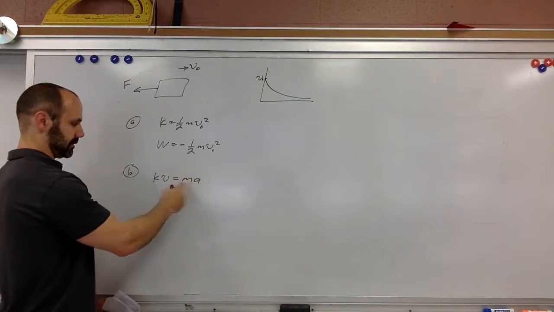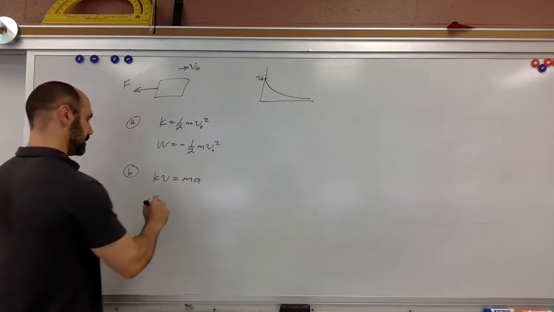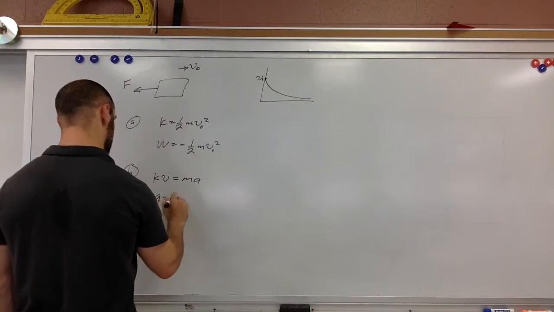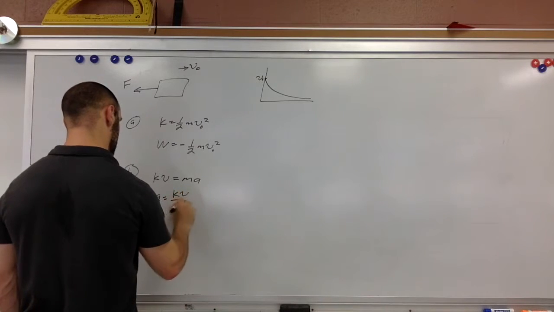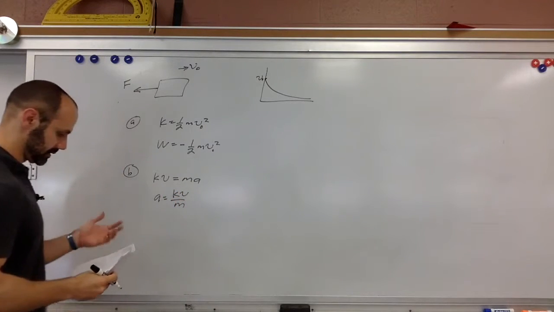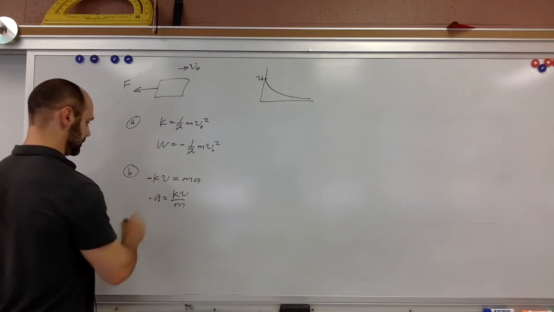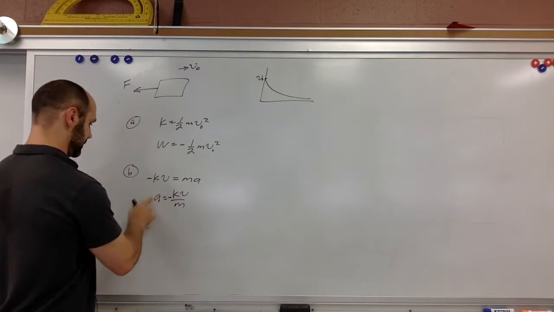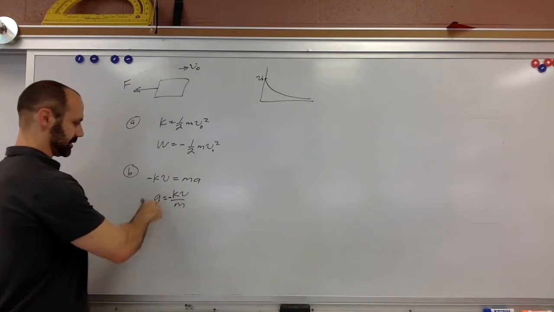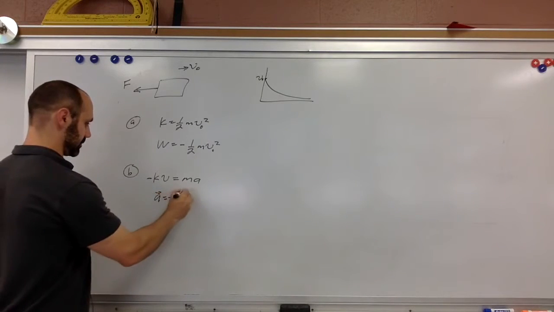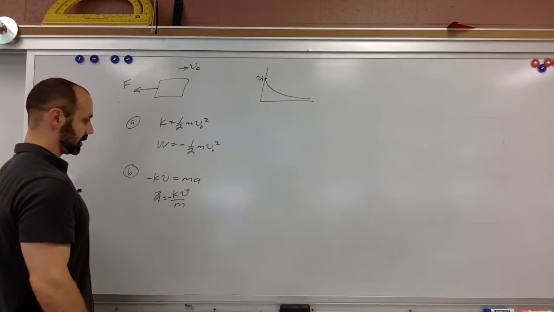Right. This is the force, mass times acceleration. So that means that a is equal to kv over m, and that's it. Or the negative, rather. Don't forget the negative. So this should be negative here, because the acceleration is in the opposite direction of the velocity. So if we're expressing these as vectors, we include that.